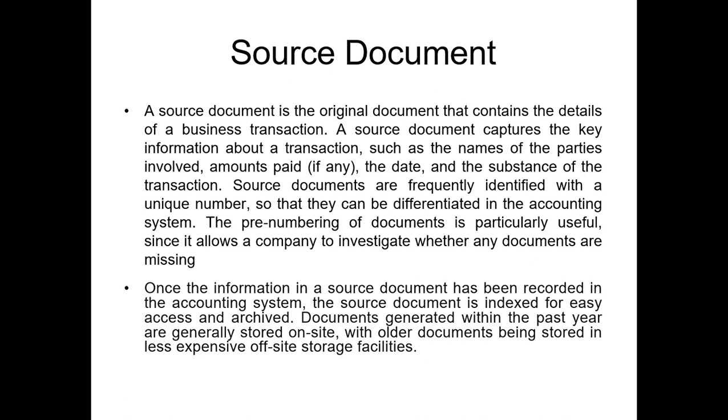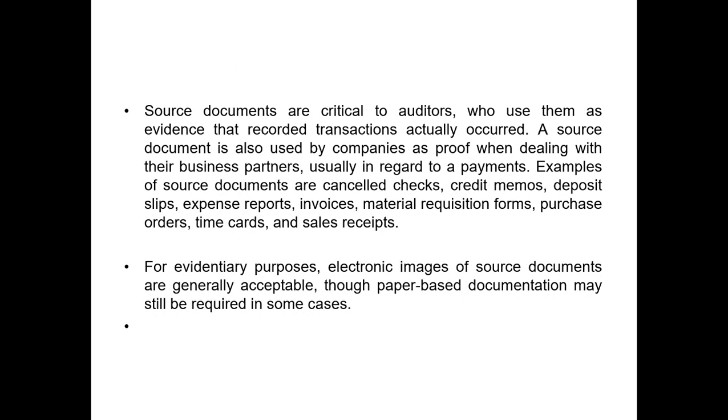The pre-numbering of documents is particularly useful since it allows a company to investigate whether any documents are missing or not. Once the information in a source document has been recorded in the accounting information system, the source document is indexed for easy access and archived. Documents generated within the past year are generally stored on site, with older documents being stored in less expensive offsite storage facilities. These source documents are critical for the auditors who use them as evidence that recorded transactions actually occurred.